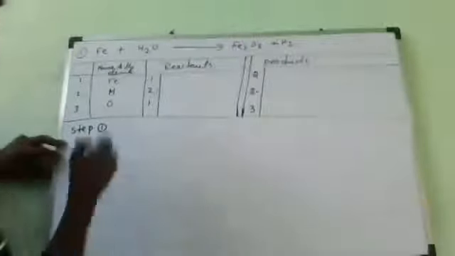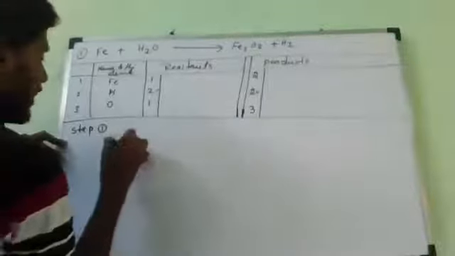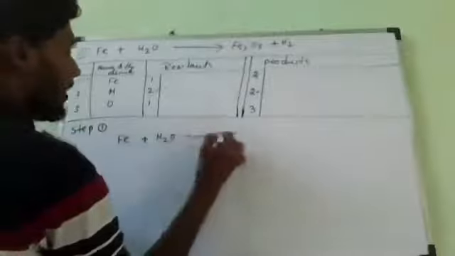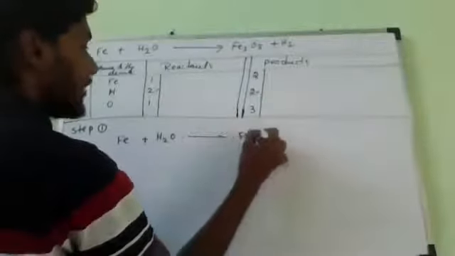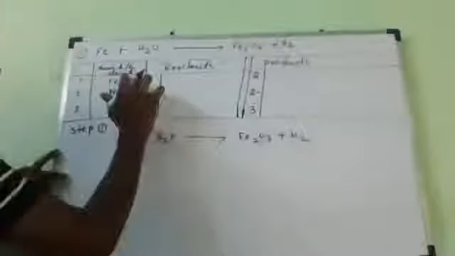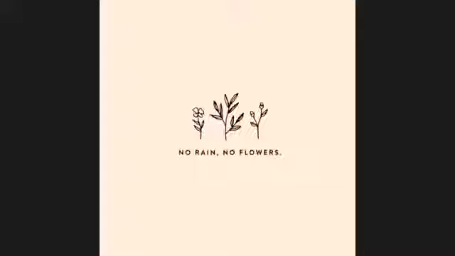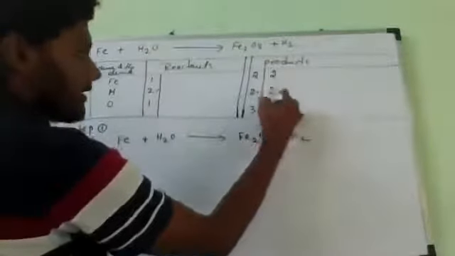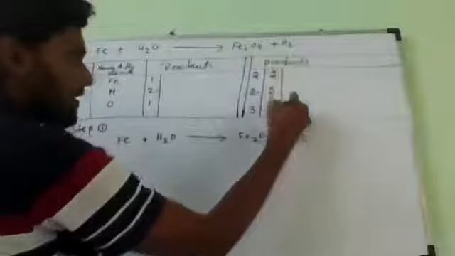Now step 1. Let us write the equation exactly down. All of you write: iron is reacting with water, which will form iron oxide, Fe2O3 plus H2. So now, iron is 1 here and 2 here. Now, which side do we have to balance, product side or reactant side? Reactant side. On the product side, is there any change? No change. So exactly I will write that.